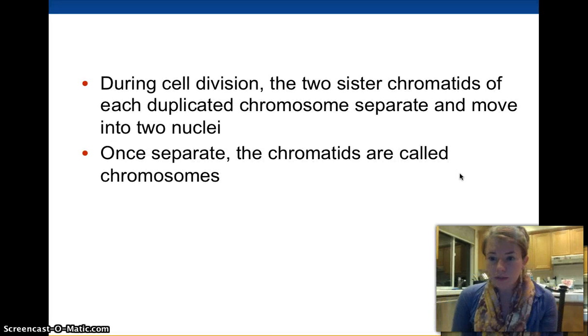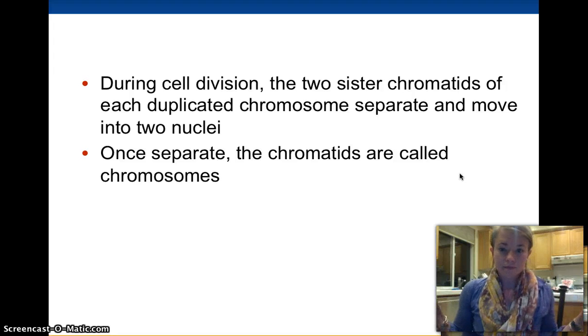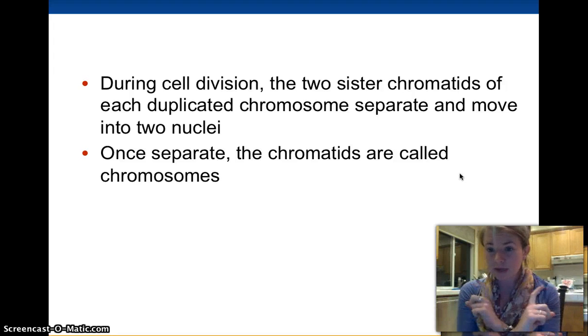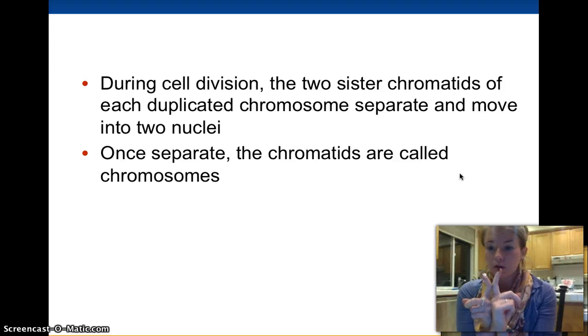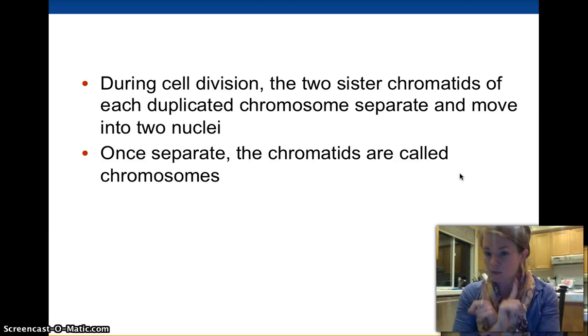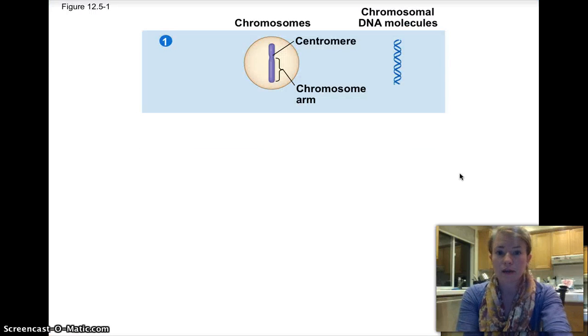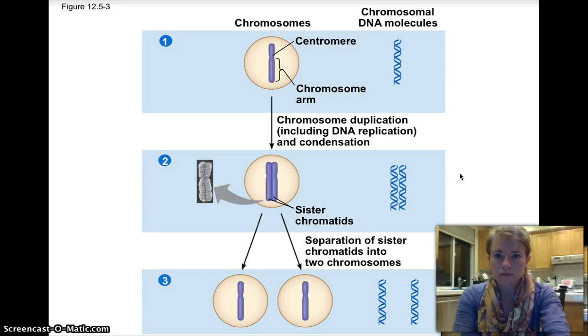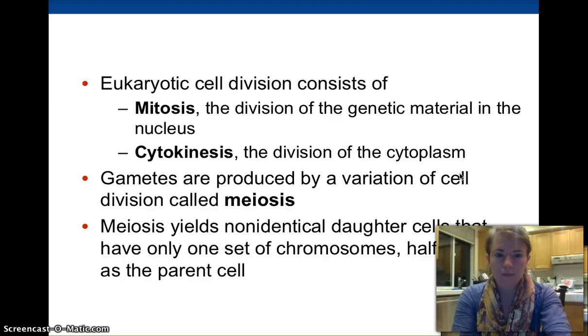So during cell division, what we're going to do is pull these sister chromatids apart, and as soon as they separate, they become chromosomes. So this is one chromosome, sister chromatids attached at the centromere. We pull them apart during division, and now I have two chromosomes. So as soon as they separate, they're called chromosomes again. There's a good image of that if you need that.